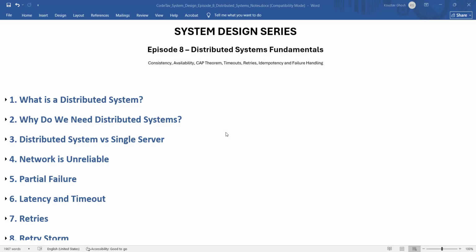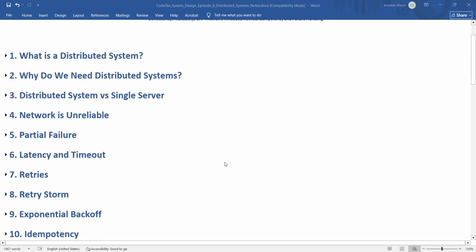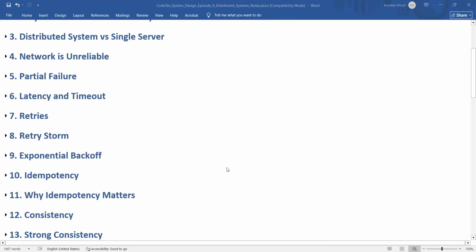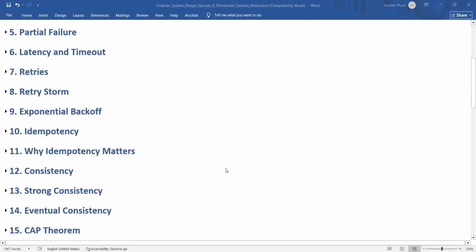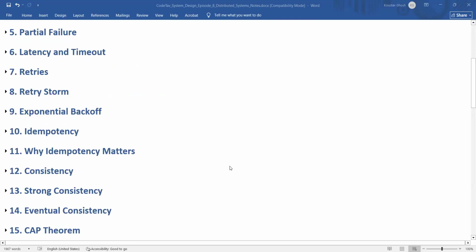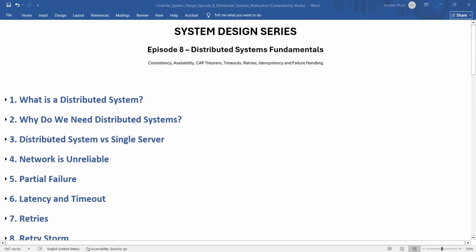So today we will understand what a distributed system is, why we need it, what happens when services fail, what are timeouts and retries, what is idempotency, what is consistency, what is the CAP theorem, right? Also, what are circuit breakers, what is the bulkhead pattern, what is the saga pattern, and how do we design systems that can survive failures. So let's start from the basics.